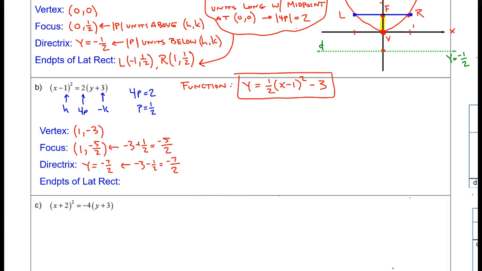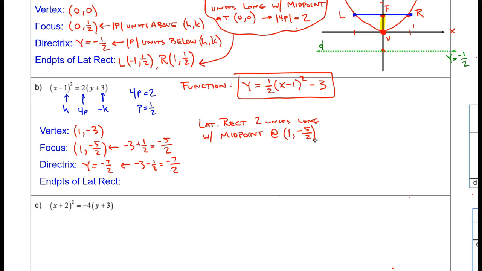So next thing we have to talk about is the endpoints of the latus rectum. The latus rectum is 4 units long. Excuse me, that's incorrect. It's 2 units long. It's 4 times p, a length of 4 times p. So it's 2 units long with midpoint at the focus of 1, -5/2.